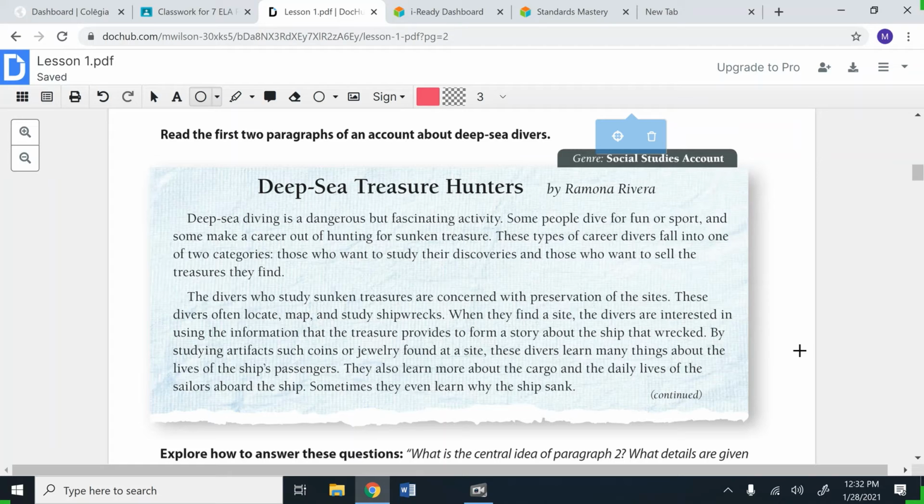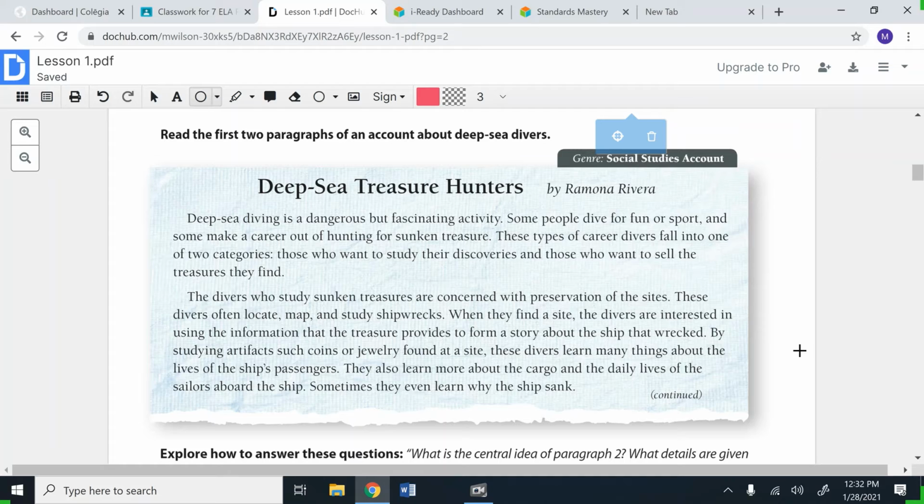Deep sea diving is a dangerous but fascinating activity. Some people dive for fun or sport, and some make a career out of hunting for sunken treasure. These types of career divers fall into one of two categories: those who want to study their discoveries and those who want to sell the treasures they find.